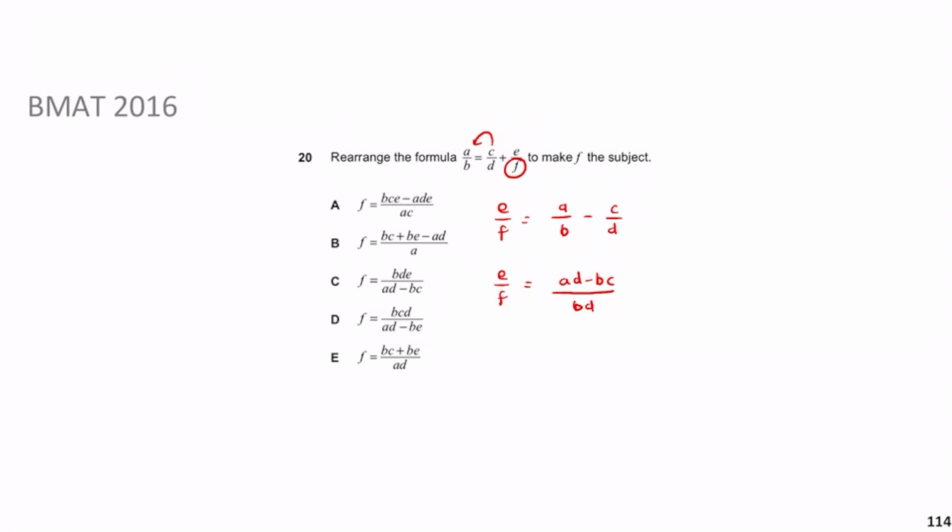Now we want to make f the subject. So what I can do is flip both sides. So f over e must be the same as bd over ad minus bc. And therefore, f must be e times bd over ad minus bc. And hopefully you can see that maps on nicely to, I think, C. Yes, C.